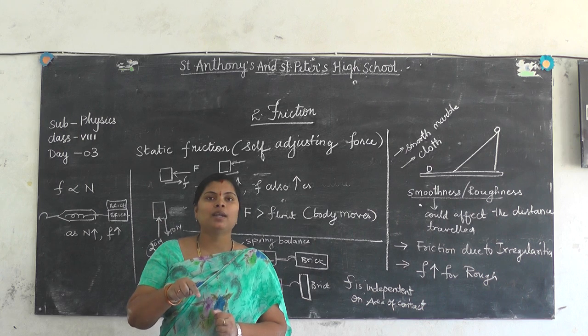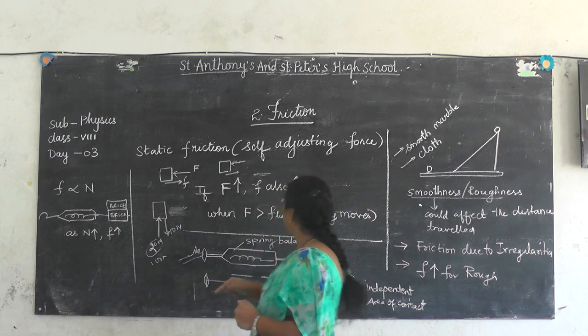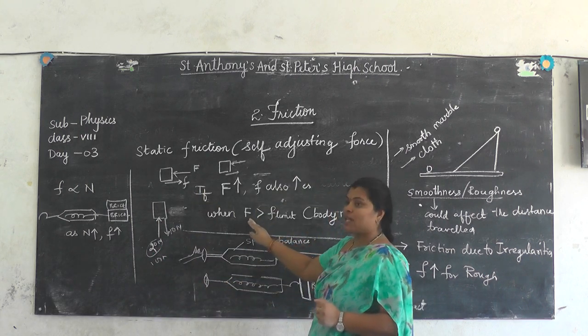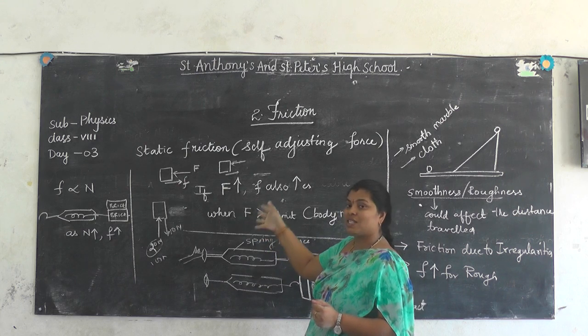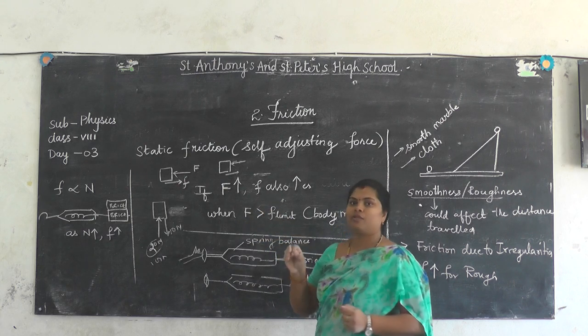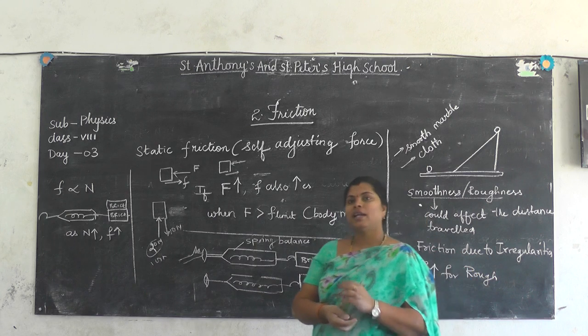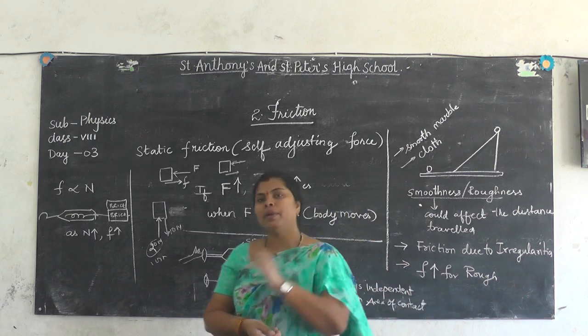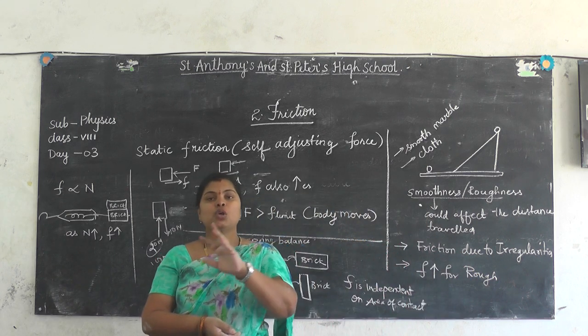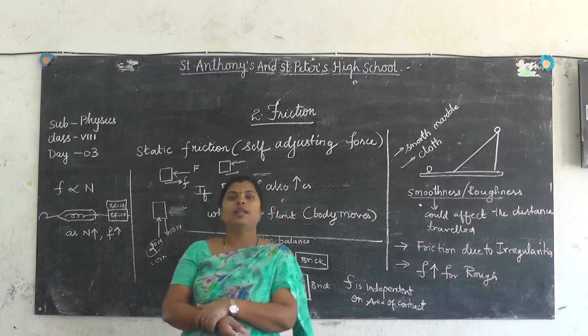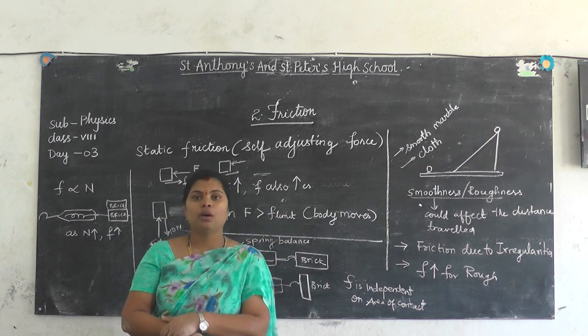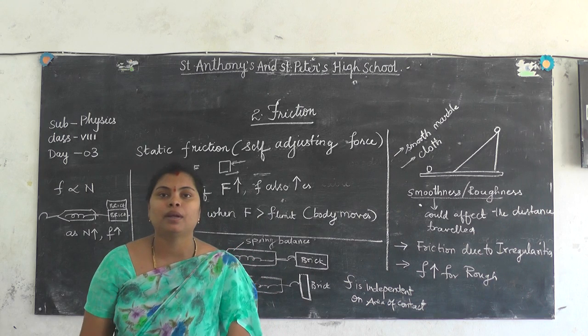It means that your applied force is greater than the limiting static friction. See, static friction is not unlimited, children. It is not unlimited, it has a certain limit. How do you know? How can I say it has a certain limit?